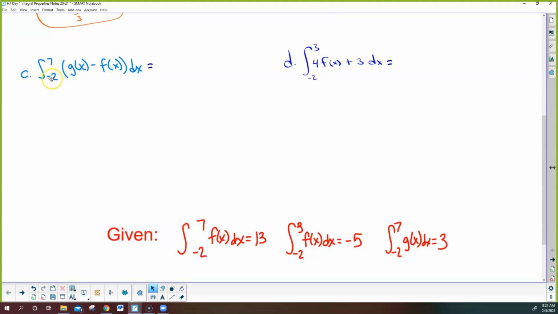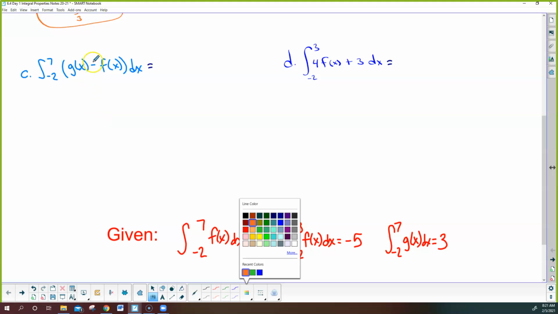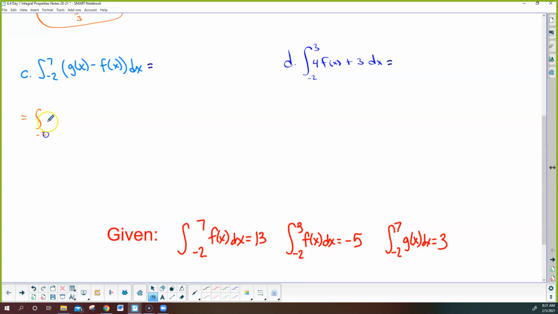This one right here is the property that says if you have the subtraction of two integrals, then it can be separated into each integral evaluated from the same bounds. So I would rewrite this as the area under the curve from -2 to 7 of g minus the area under the curve from -2 to 7 of f of x.